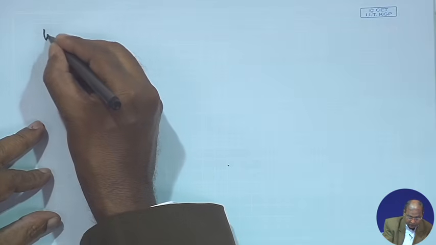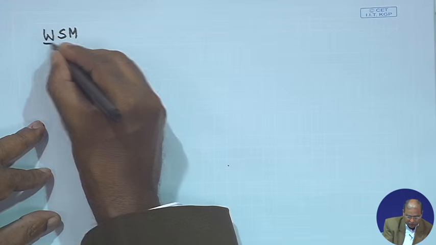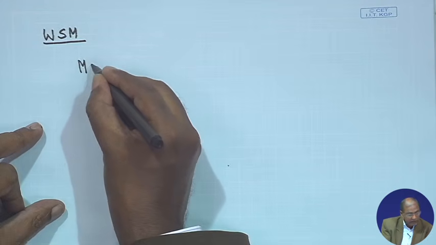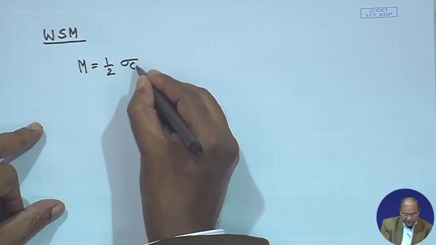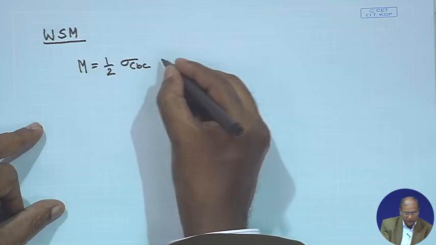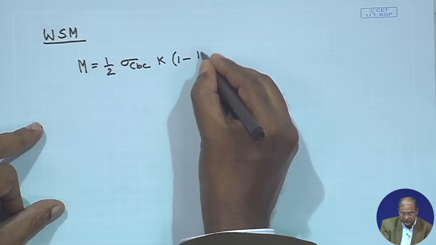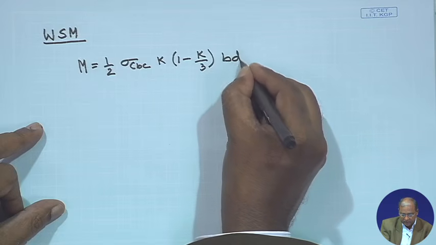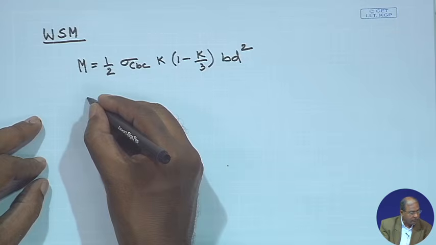We are talking about the working stress method, whatever we have discussed, and m equal to half sigma CBC k (1 minus k by 3) BD square. This is the one we can write down.